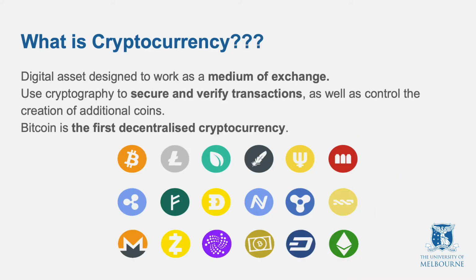Before we dive into the topic, some people may wonder what cryptocurrency is. Cryptocurrency is the virtual currency designed to work as a medium of exchange and use cryptography to secure and verify transactions, as well as control the creation of additional coins. There are thousands of cryptocurrencies out in the market today, such as Bitcoin, Ethereum, and Litecoin. Bitcoin is considered the first decentralized cryptocurrency since its release in 2009 and has over 50% of the share.